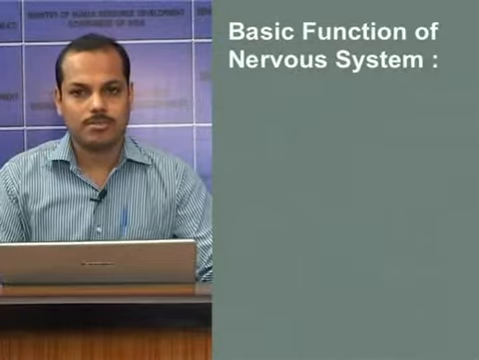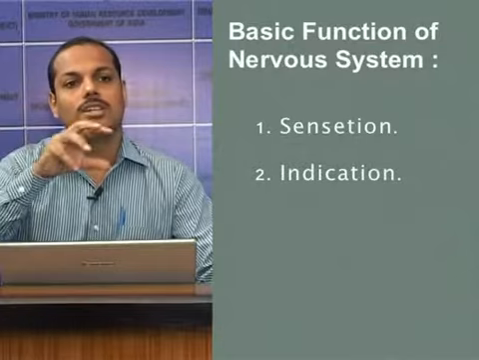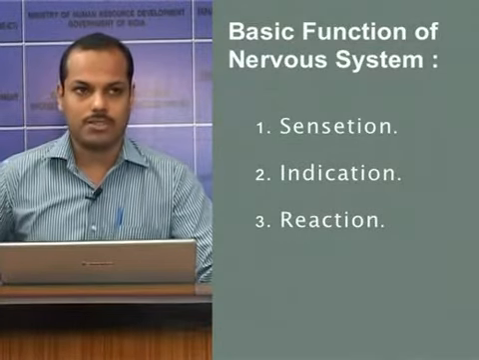Now let us see the basic functions of the nervous system. The first one is sensation. The second one, after sensation, is integration, and then reaction. These are the basic functions of the nervous system. Sensation means, for example, that it monitors the changes or events occurring outside the body. Whatever changes there are while we are walking or doing anything, these changes are called stimulus.